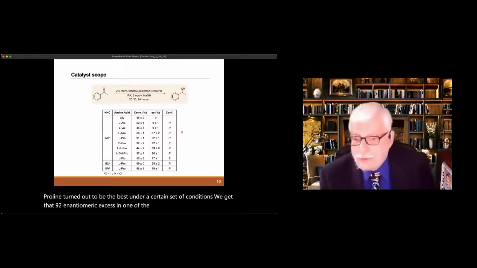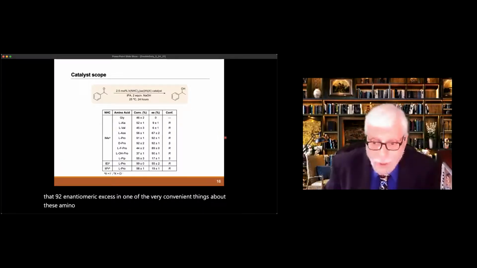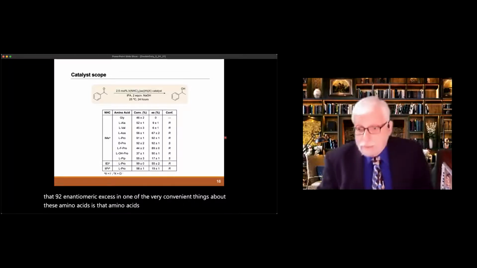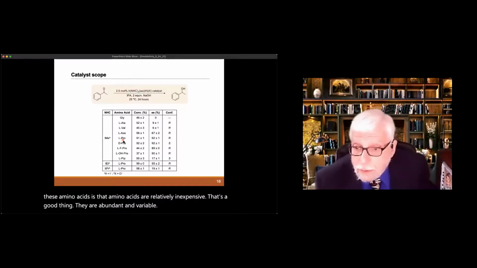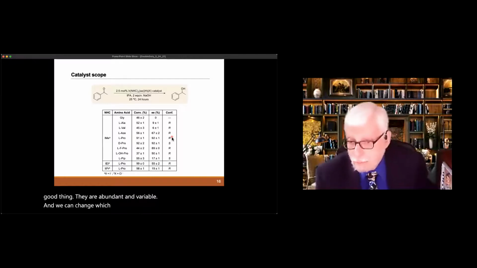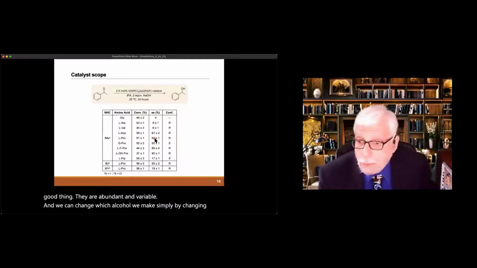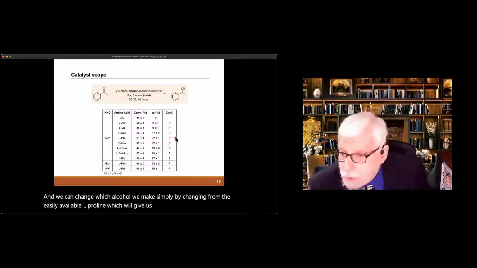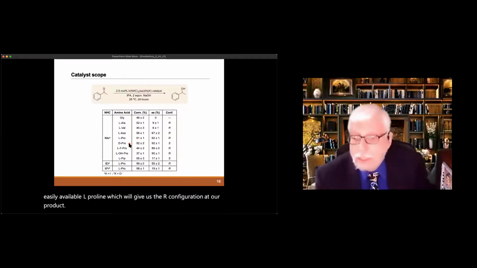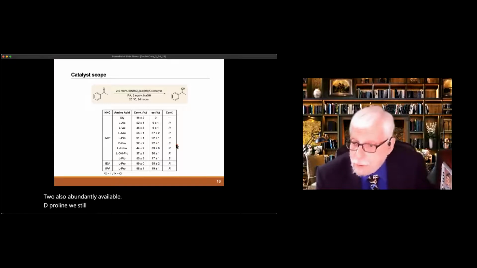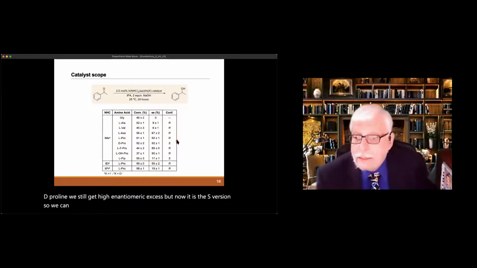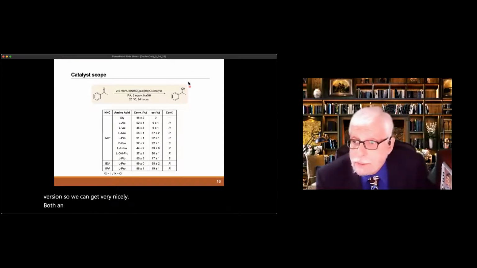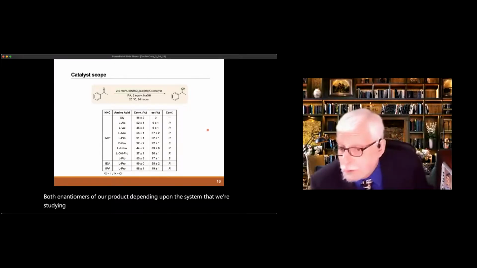And one of the very convenient things about these amino acids is that amino acids are relatively inexpensive. That's a good thing. They are abundant and variable. And we can change which alcohol we make simply by changing from the easily available L-proline, which will give us the R configuration at our product, to also abundantly available D-proline. We still get high enantiomeric excess, but now it is the S version. So we can get very nicely both enantiomers of our product, depending upon the system that we're studying and which one turns out to be more valuable.